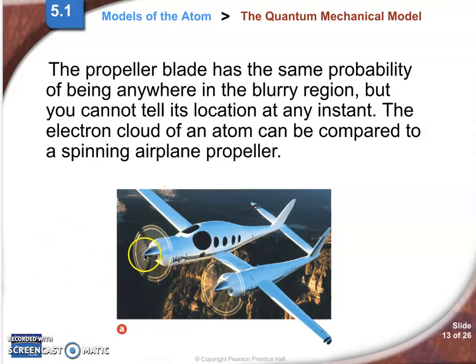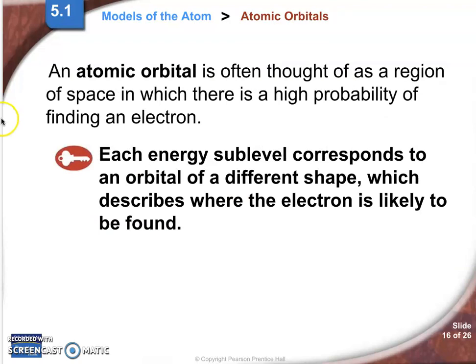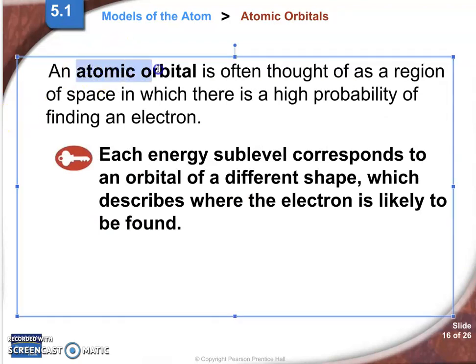There is a possible place you can locate it. It's in this area, but you don't know exactly where. That is what the wave mechanical model says. And this possible cloud area is called an atomic orbital. They ask a question every year: what is an orbital?